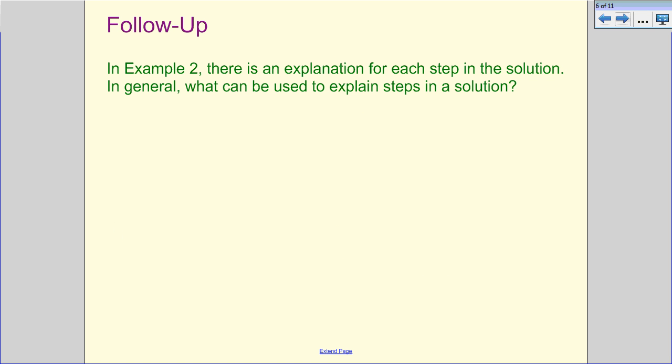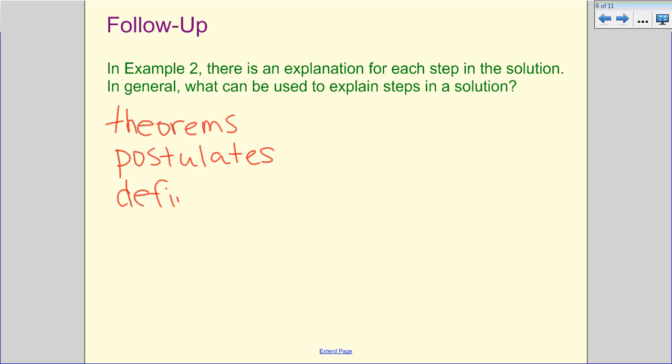In example 2, there's an explanation for each step in the solution. In general, what can be used to explain steps in a solution? So what do we use there? Well, in geometry, we're going to use our theorems that we talked about. We're going to use our postulates. We are going to end up using definitions of words, the definition of midpoint. And then we're going to use those properties, the ones that we just started taking a look at.